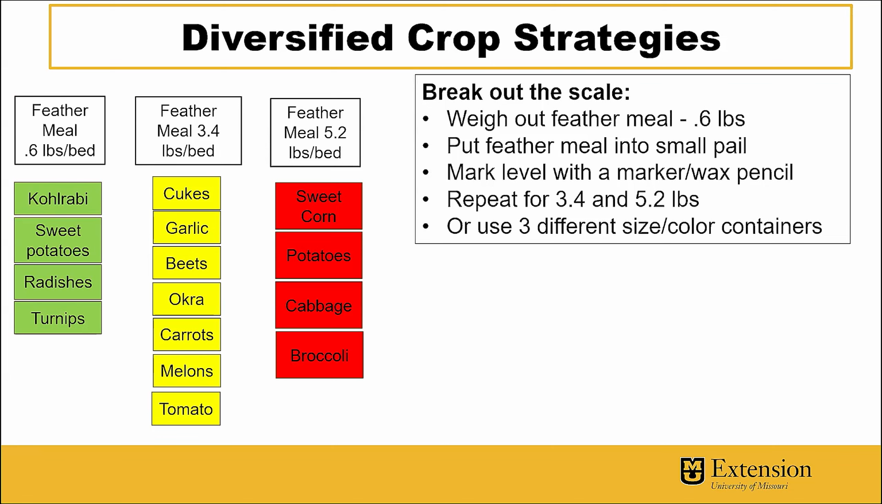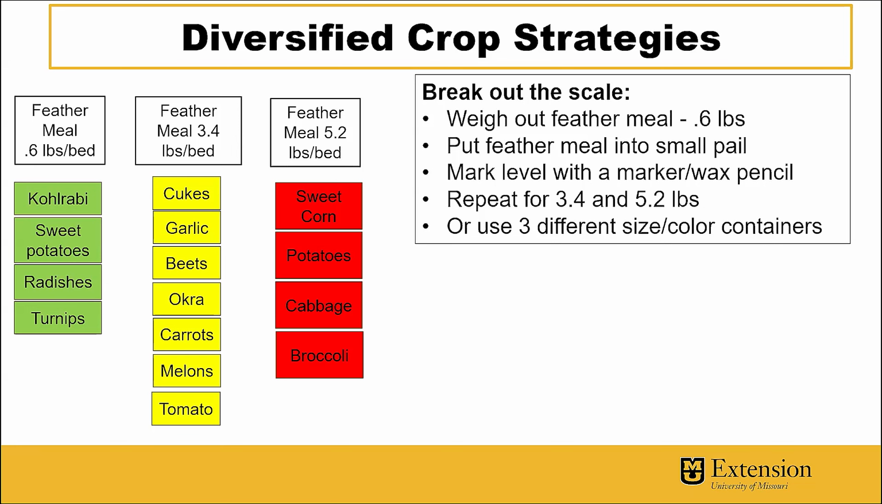So at this point, we can break out the scale. So we'll start with our low feeders. We need 0.6 pounds of feather meal. So we can put that feather meal into a small pail, mark the level with a marker or wax pencil at 0.6 pounds, and then repeat this for the 3.4 and 5.2 pound amounts.